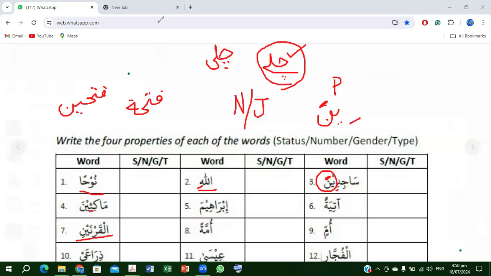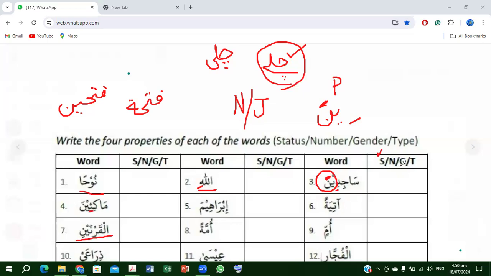Now next, Faiqa, about Sajidina. Yes, miss. Sajidina can be both. It can be nasab and jar. Okay, so status can be nasab and jar. And number? Number plural, jama, yani plural. And gender? Gender is masculine.